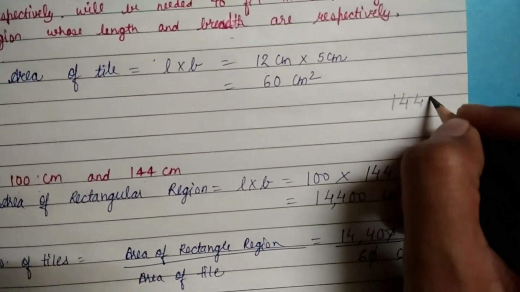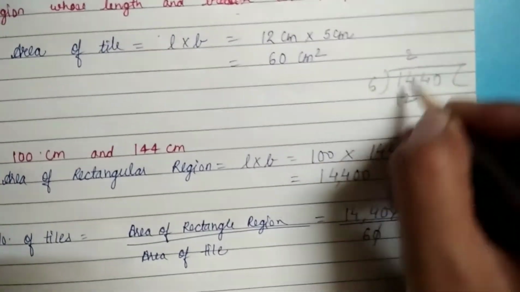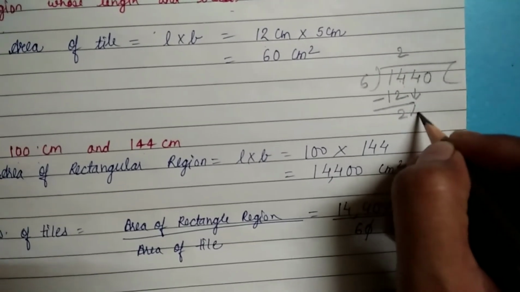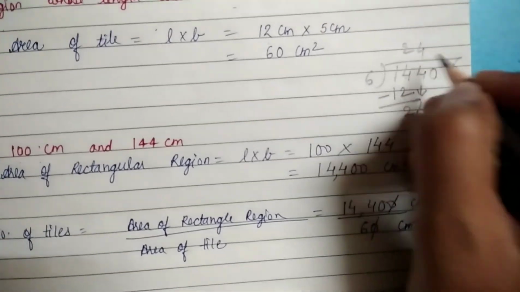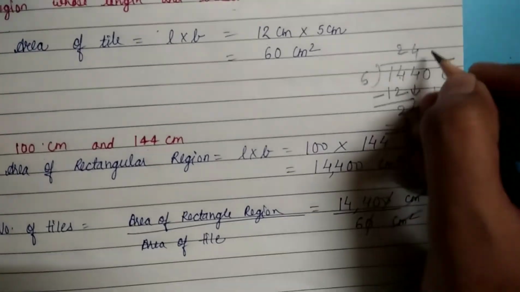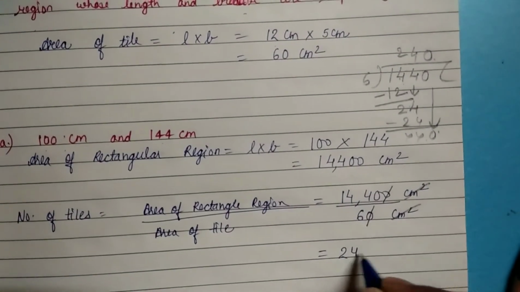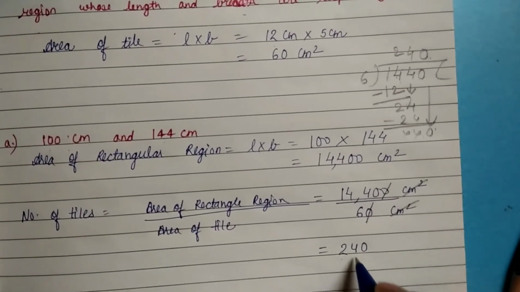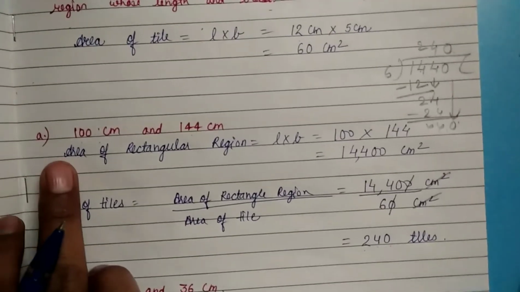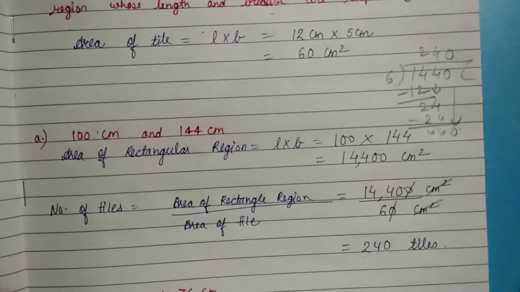When you simply divide 1440 by 6, 6 2s are 12, 14 minus 12 is 2, 4 comes down, 6 4s are 24. And at the end we have 0, so 0 will come on top also. So the total number of tiles needed is 240 tiles for the region of 100 centimeter and 144 centimeter of length and breadth.